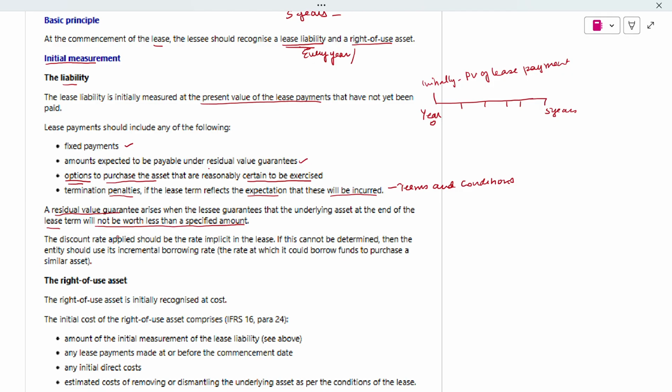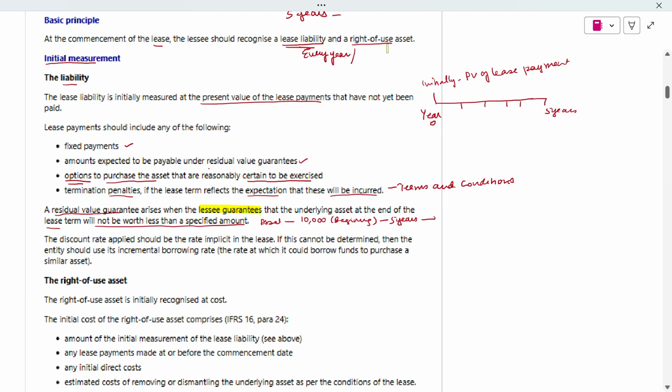You are taking the asset at the beginning, for 10,000. This is in the beginning. Now what will happen? You have taken it for how many years? You have taken it for 5 years. Now you are a lessee.